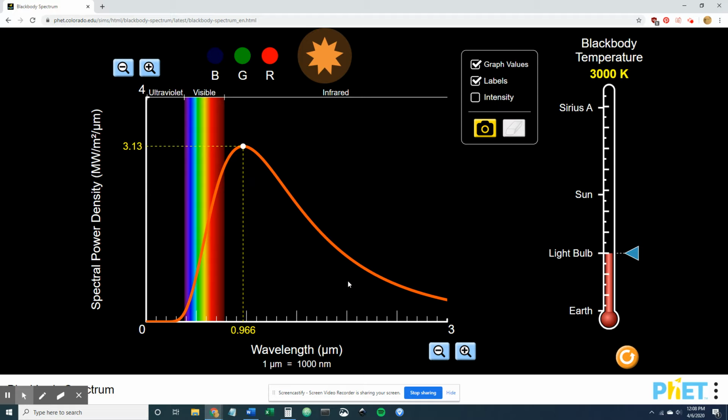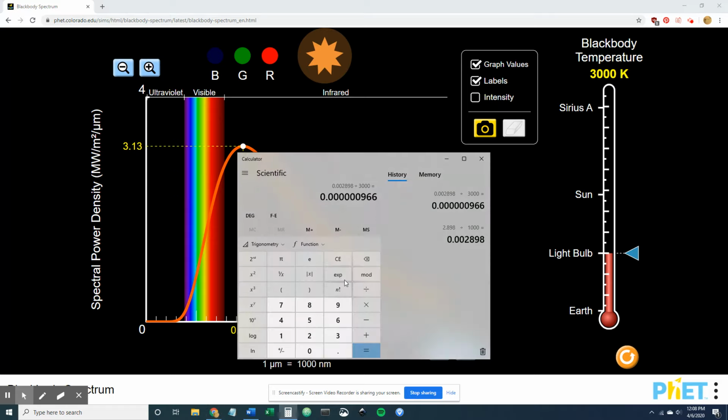Do this for the temperature of the sun and the temperature of Sirius A also, and do the math also.